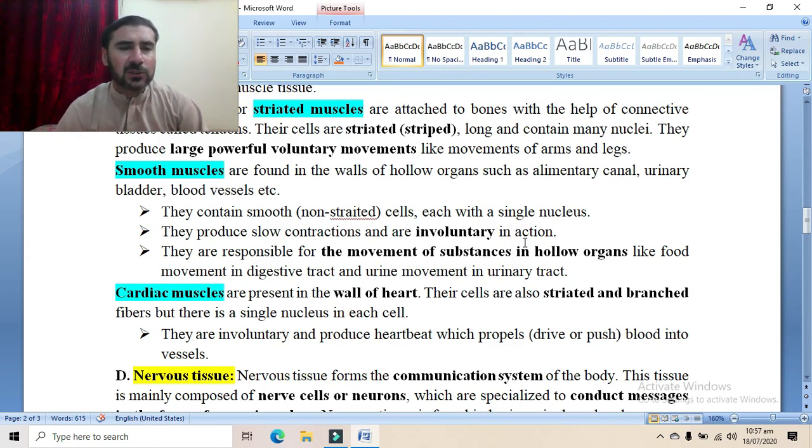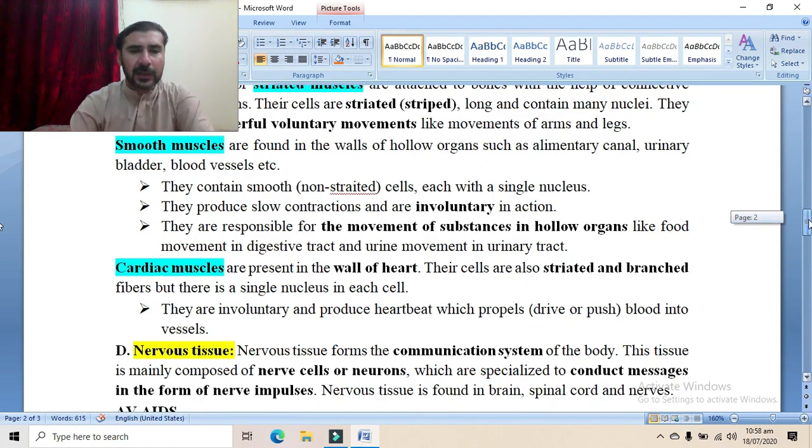For example, our digestive tract is continuously working, but that is not under our will or our intention. So they produce involuntary movements of various tracts of our body, for example, the digestive tract and urinary tract. These are slow movements, and these are involuntary. They are responsible for the movement of substances in the hollow organs, like food movement in the digestive tract and urine movement in the urinary tract.